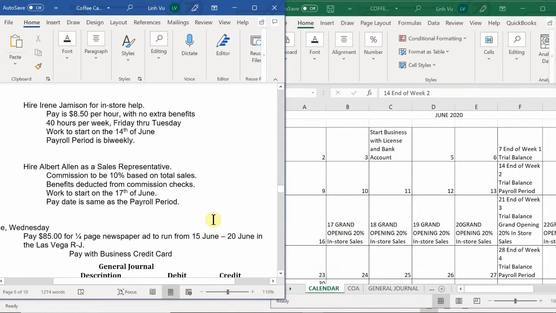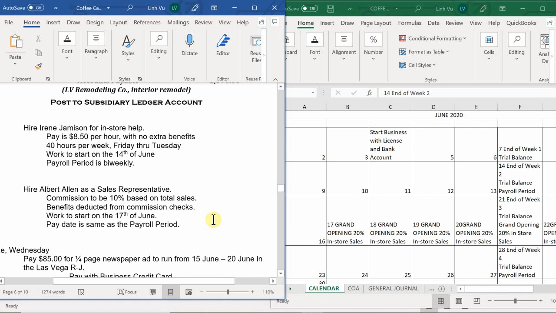To calculate how much you're going to pay her. Why do you need to calculate how much she needs to pay her? She hasn't started work yet. She didn't start to work.